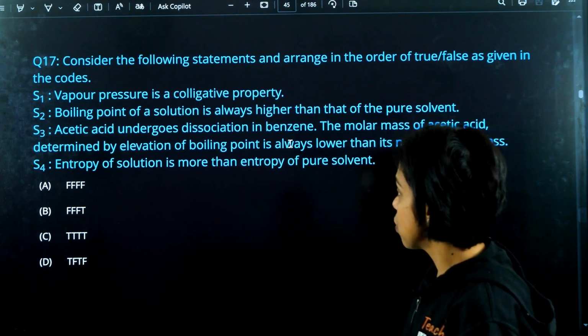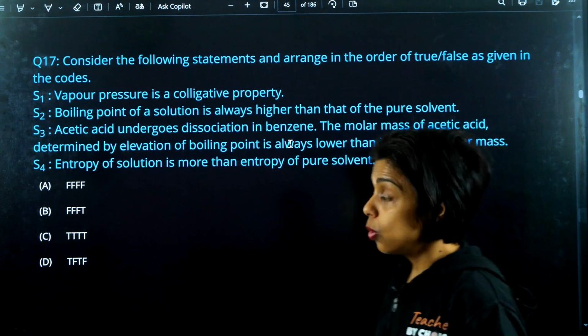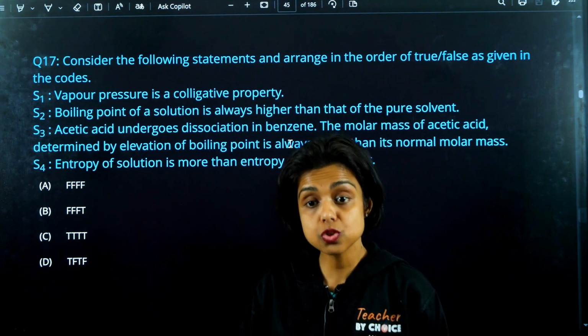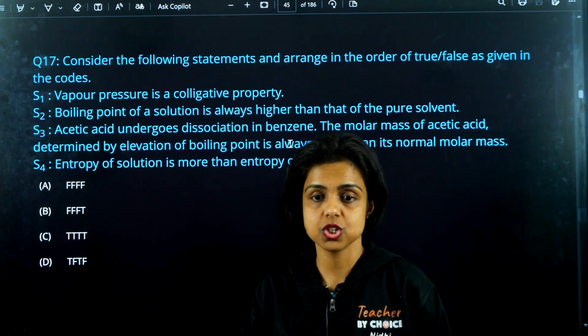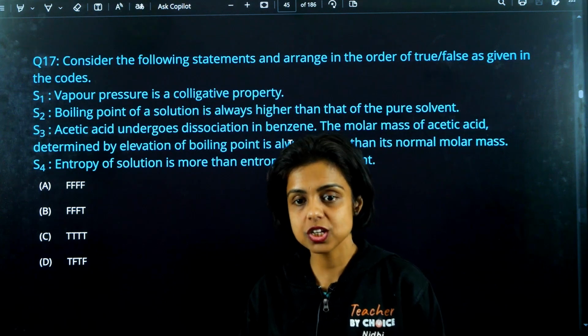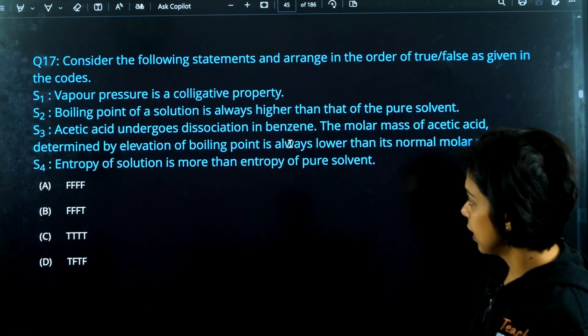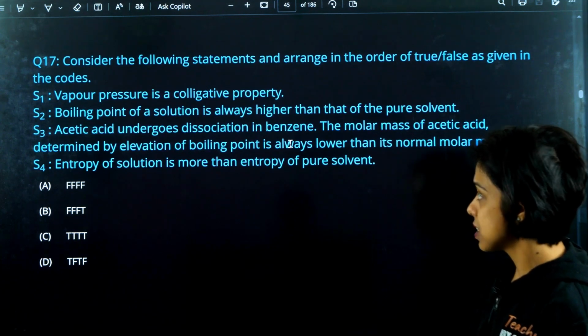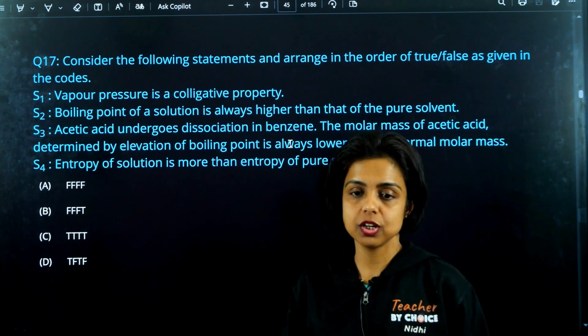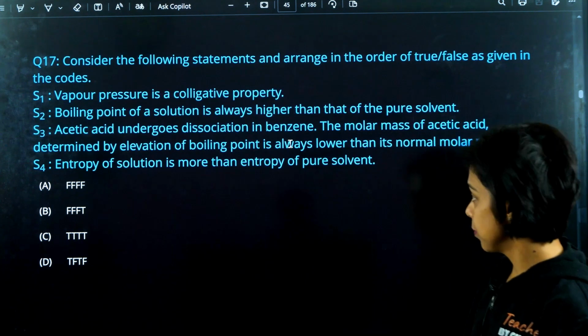Acetic acid undergoes dissociation in benzene. No, acetic acid undergoes association in benzene, not dissociation. It just undergoes the association in benzene, right? The molar mass, okay. So acetic acid undergoes association in benzene and dissociation in water. This is also a false statement.